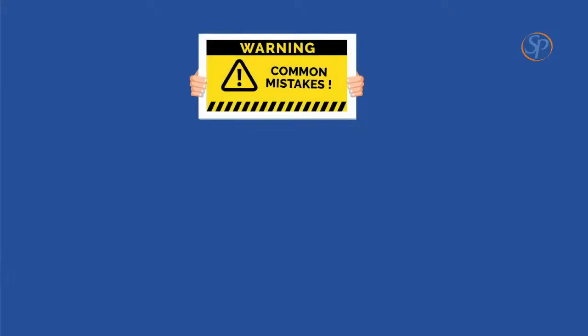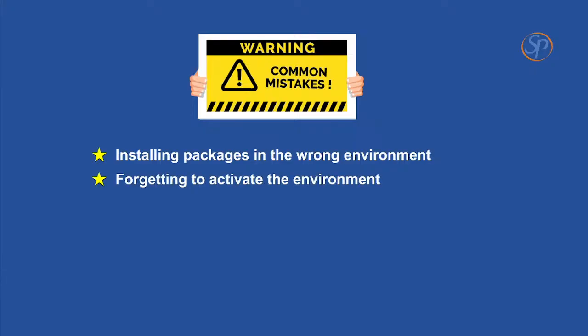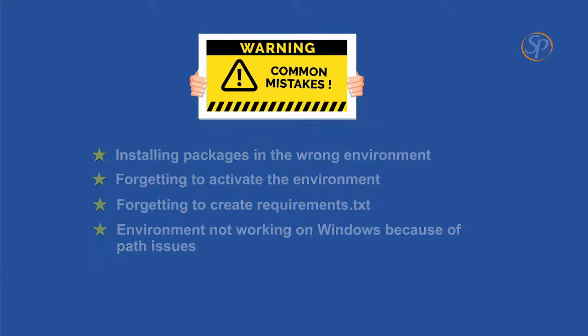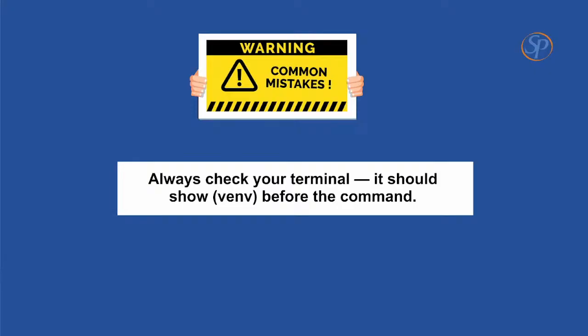Common errors and fixes. Here are some common mistakes developers make. Installing packages in the wrong environment. Forgetting to activate the environment. Forgetting to create requirements.txt. Environment is not working on Windows because of path issues. A simple fix is to always check your terminal. It should show venv before the command.